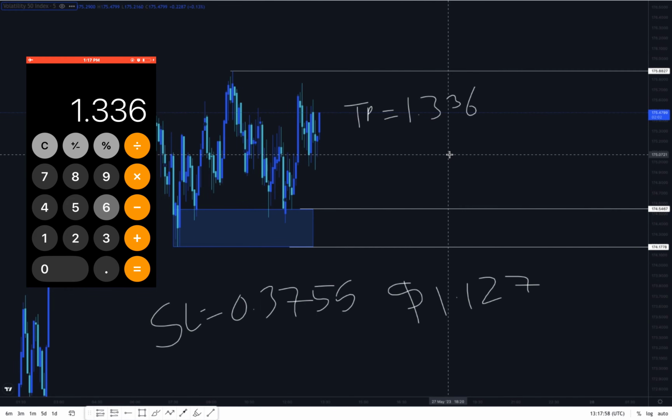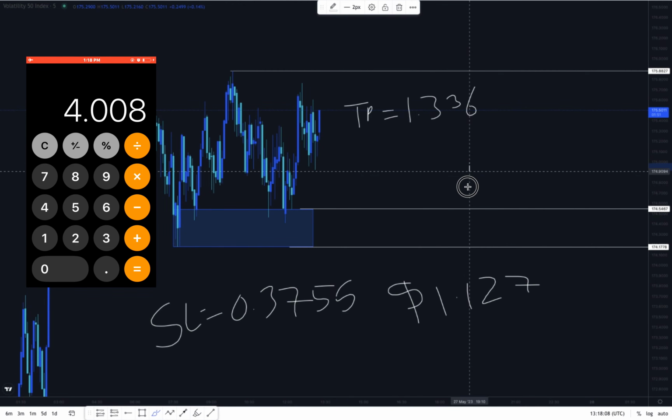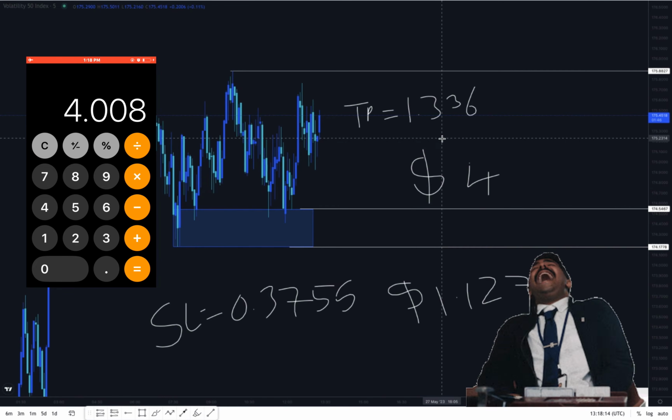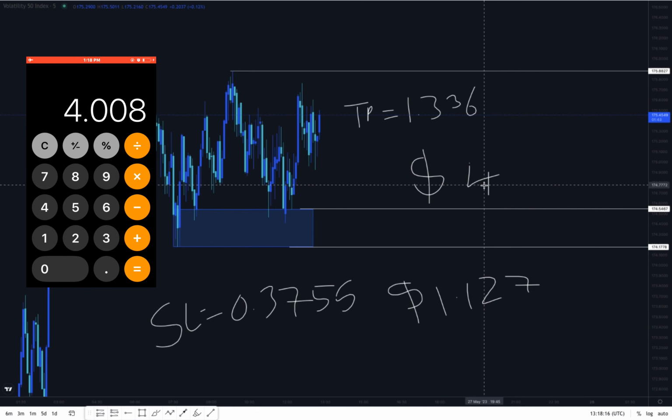1.336. That's for the TP. I'm doing this now. 1.336 times our lot size is 3. So it's equal to what? $4. All right. So our take profit is going to be equal to $4. Let's leave it like this. So our take profit is going to be equal to $4.